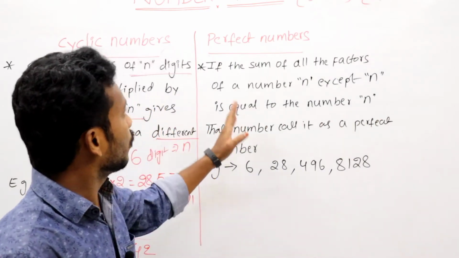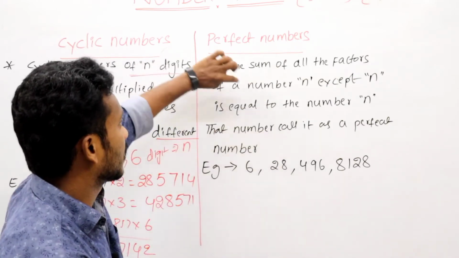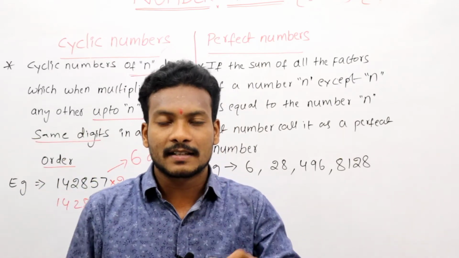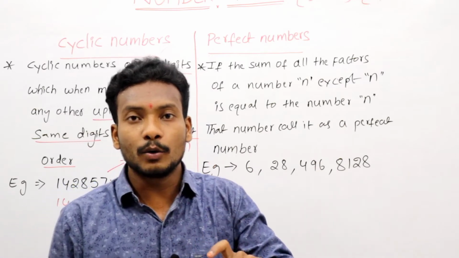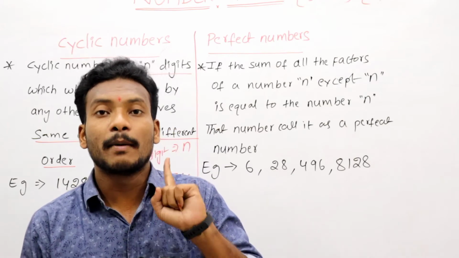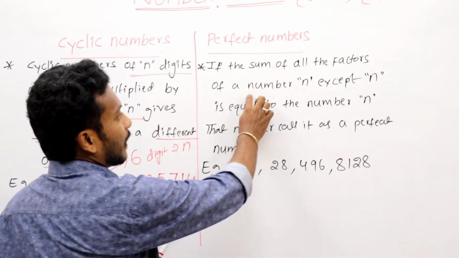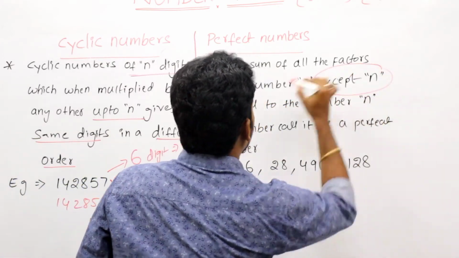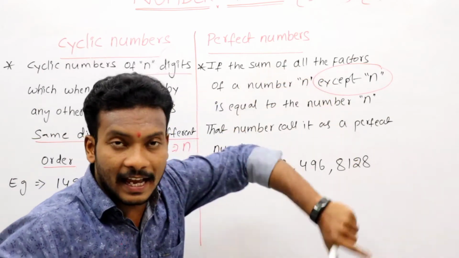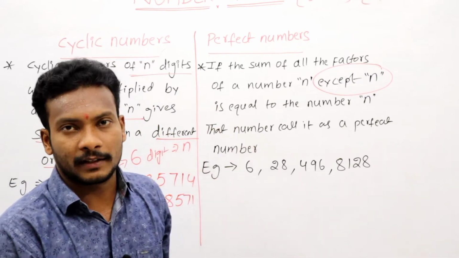Now move to the perfect number. What is meant by a perfect number? First definition: if the sum of all the factors of a number n, except n itself, is equal to the number n, then that number is called a perfect number. For the definition I will explain one example.